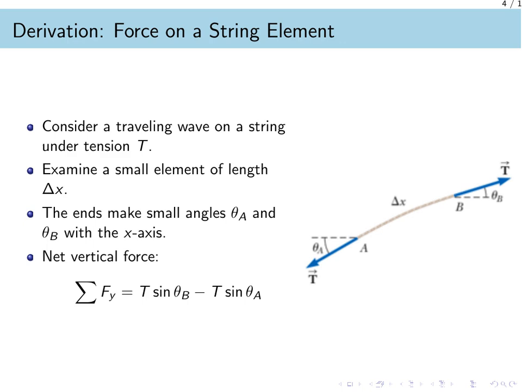The net vertical force acting on this specific element is calculated by taking the vertical component of the tension at point B, which is tension times the sine of theta B, and subtracting the vertical component of the tension at point A, which is tension times the sine of theta A.